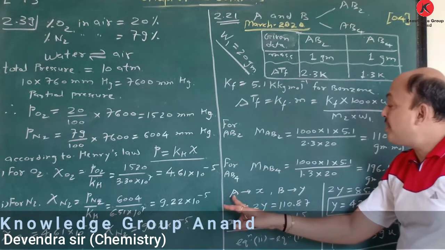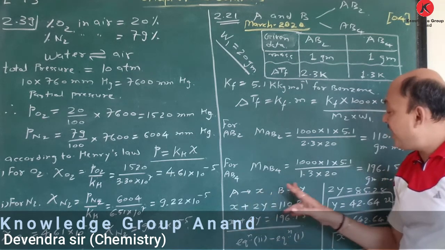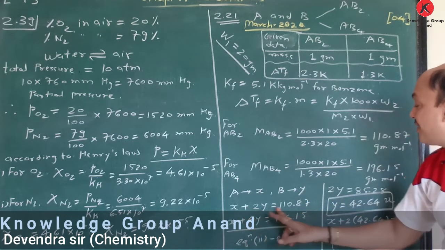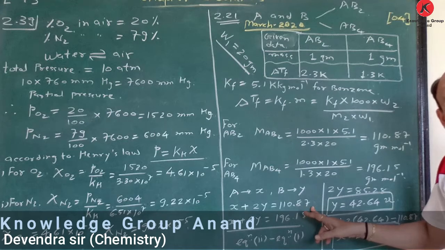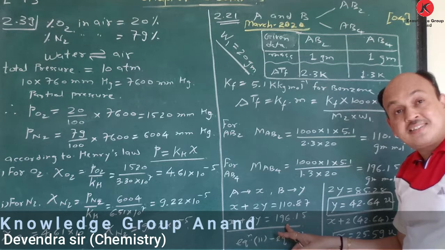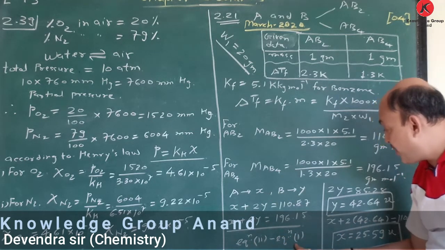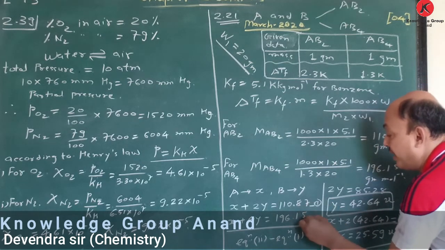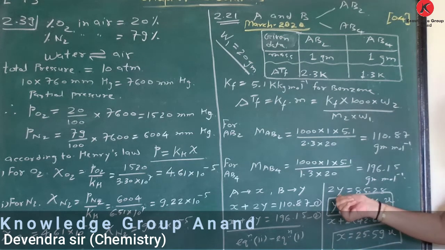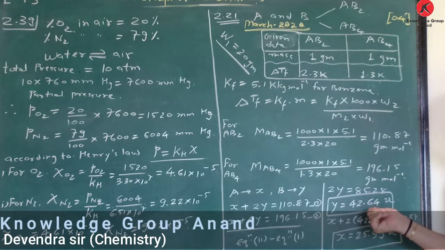So remember, suppose we consider the atomic mass of element A is X and the atomic mass of element B is Y. At that time, X plus 2Y is equal to 110.87 for the AB2 molecule, and X plus 4Y is equal to 196.15, which is for the AB4 molecule. This is equation number 1 and this is equation number 2. So equation 2 minus equation 1, if you carry it out, then 2y is equal to 85.28. So y is equal to 42.64 u.